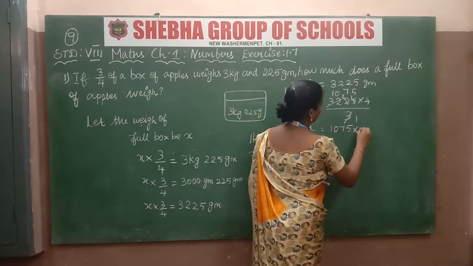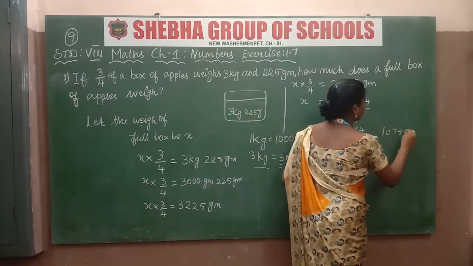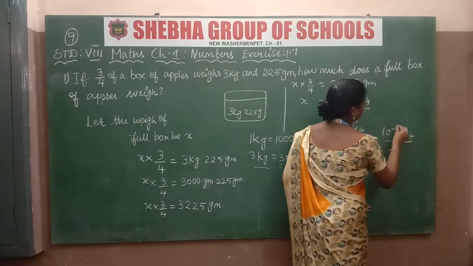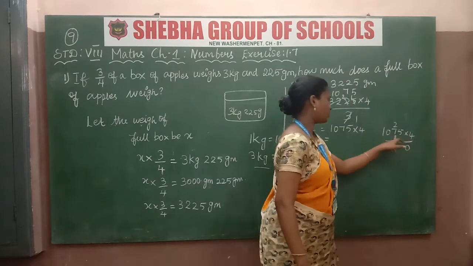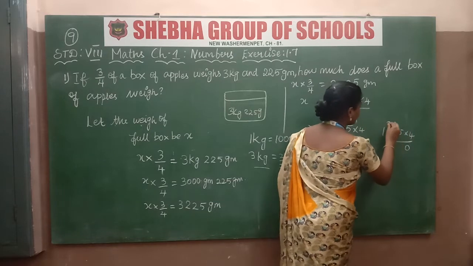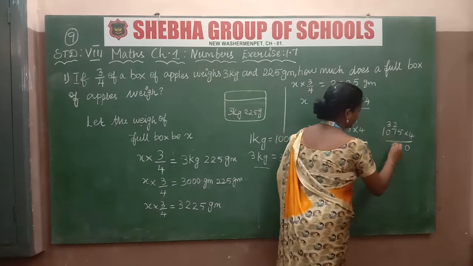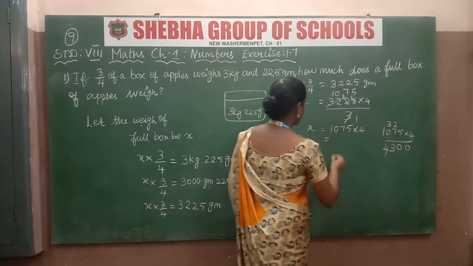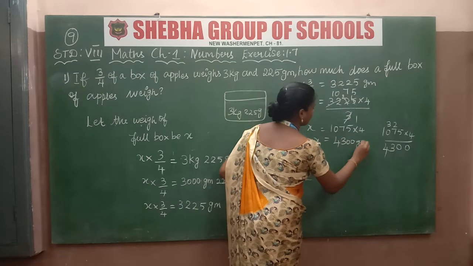Next, 1075 into 4, we have to multiply it. 4 fives are 20, 4 sevens are 28, 28 plus 2 is 30, 4 zeros are 0, 0 plus 3, then 4 ones are 4. Totally x is equal to 4300 gram.